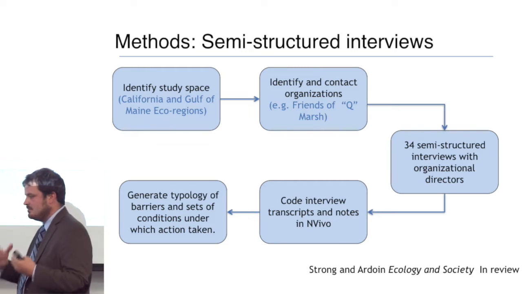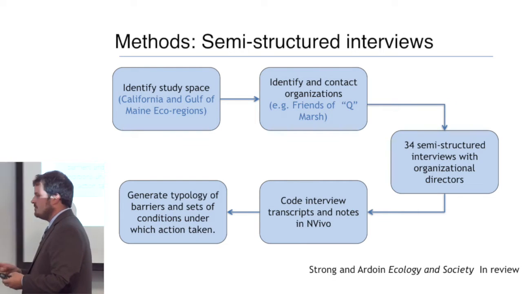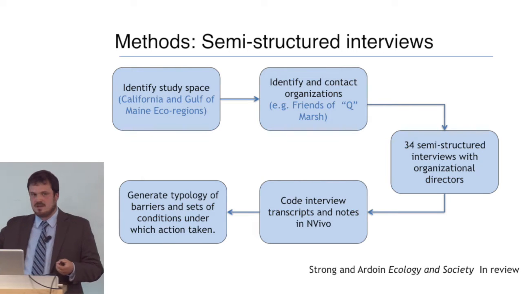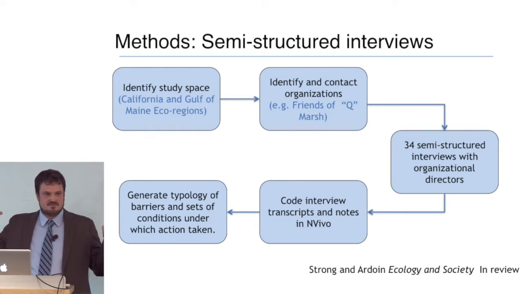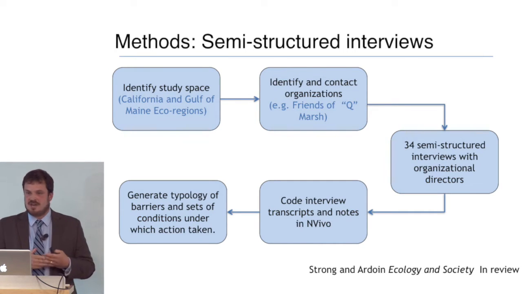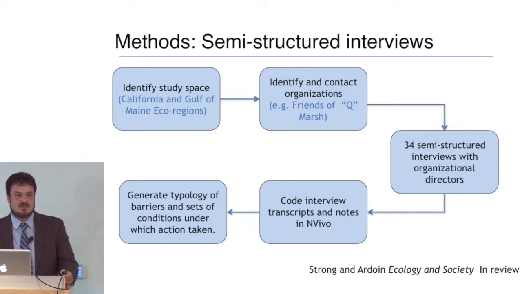I then identified and contacted organizations that fit a specific set of criteria. They had to be place-based organizations that were operating at a local scale. I was really interested in how this framework that's coming from the federal government is being used by these organizations that are working on the ground. So think Friends of the Bay, Friends of a Small Marsh, and I went estuary by estuary in each one of these ecoregions, and I identified the full set of all possible organizations that were working on these issues. So these are not big multinational NGOs that I'm interviewing.